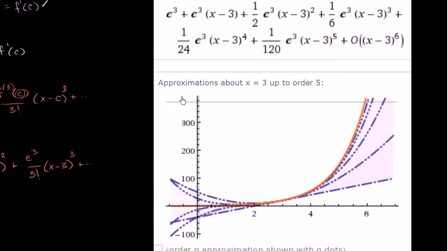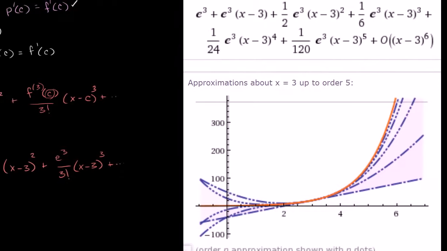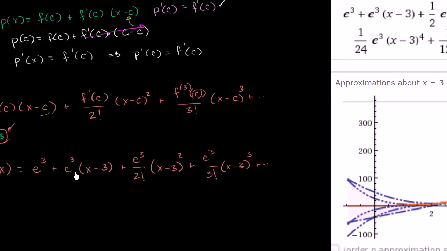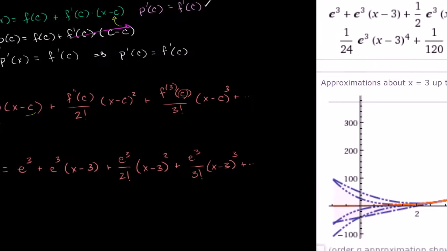And I think I typed in Taylor series expansion e to the x and x equals 3. And it just knew what I wanted and gave me all of this business right over here. And it actually calculated the expansion. And you can see it's the exact same thing that we have over here, e to the third plus e to the third times x minus 3.